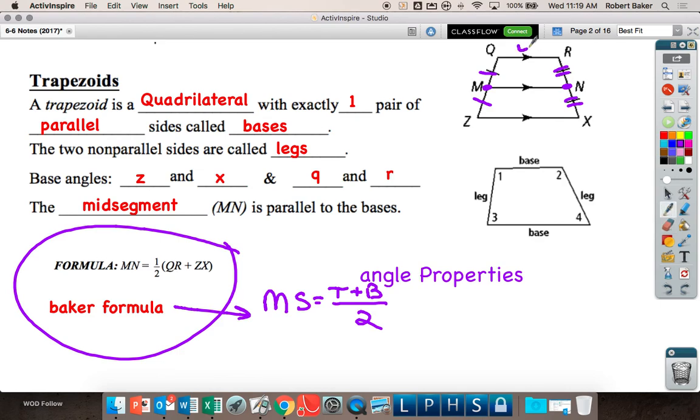What about 4 and 16? 10. So 10. Plus 6. Now the reason I show you guys that is for this reason.